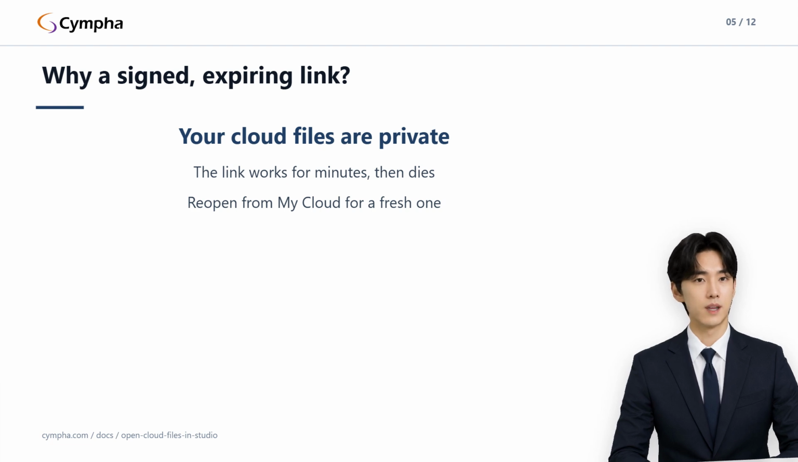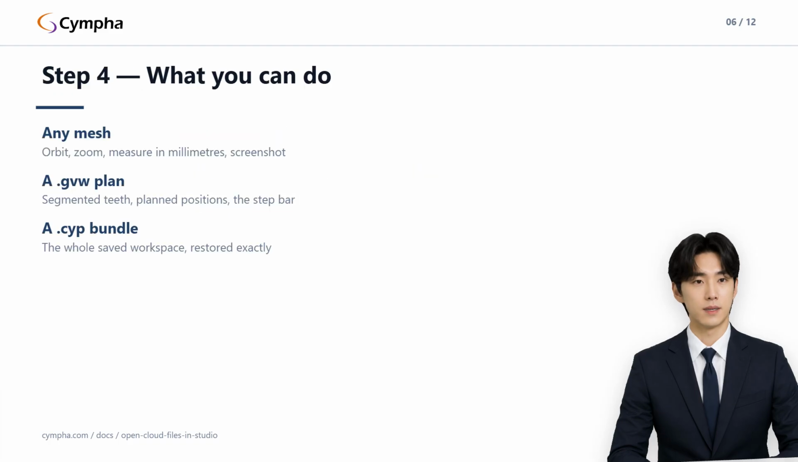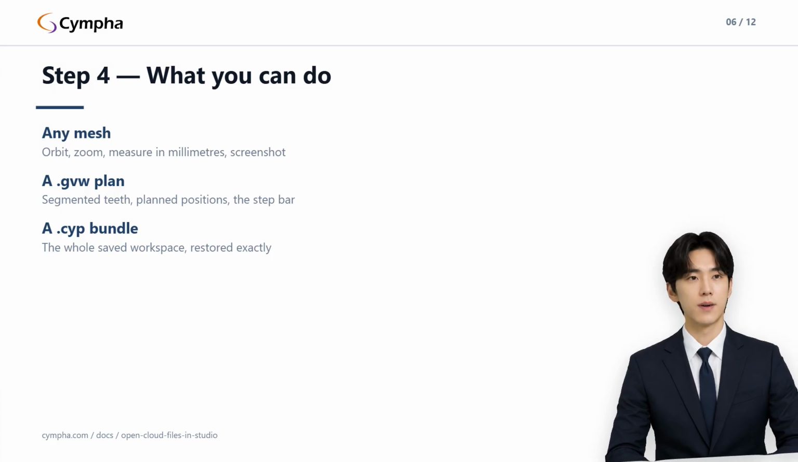Open a GVW treatment case and you get the real thing: the segmented teeth, any planned positions, and the step bar along the bottom, which makes this the way to review a design without owning a copy of it. Open a CYP bundle and Studio reads its manifest and restores the entire saved workspace, segmentation, plan, markups, whatever was captured when it was saved.